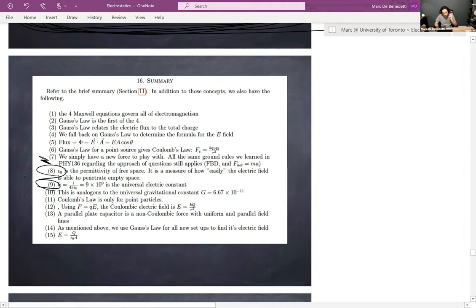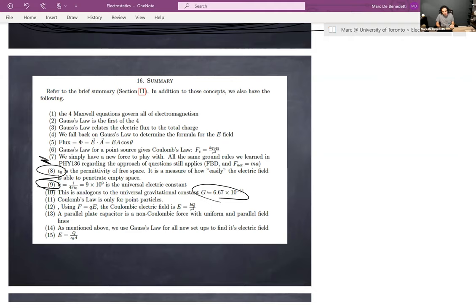Physicists are lazy, number nine, physicists are lazy. So one divided by four times pi times epsilon naught is simply just a constant. So we can replace that with saying 9 × 10⁹. This is analogous to the gravitational constant.